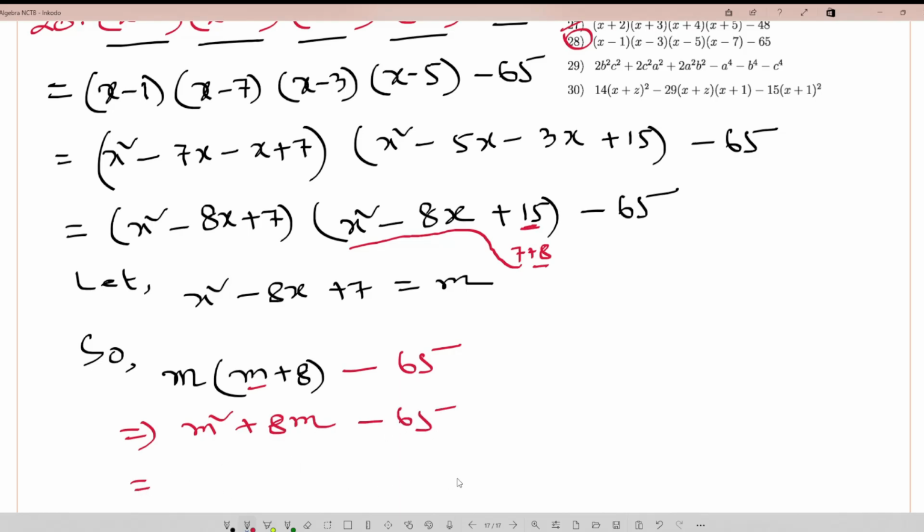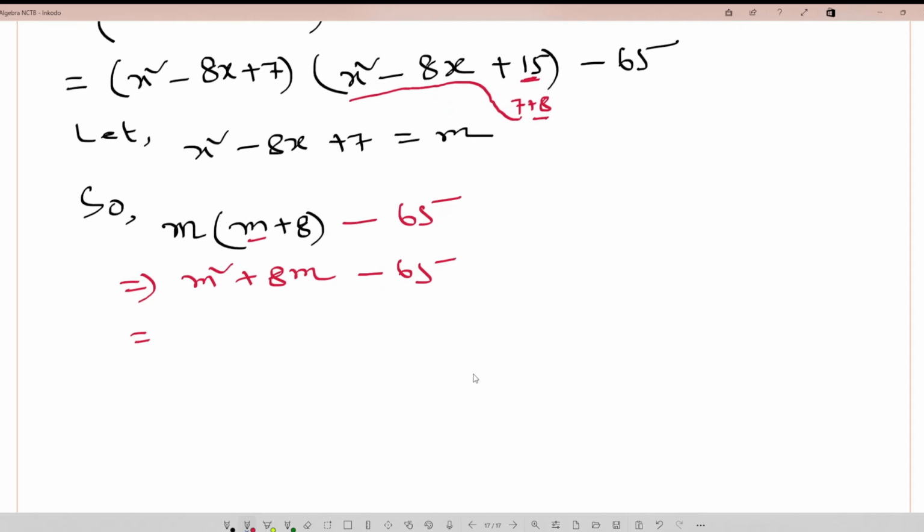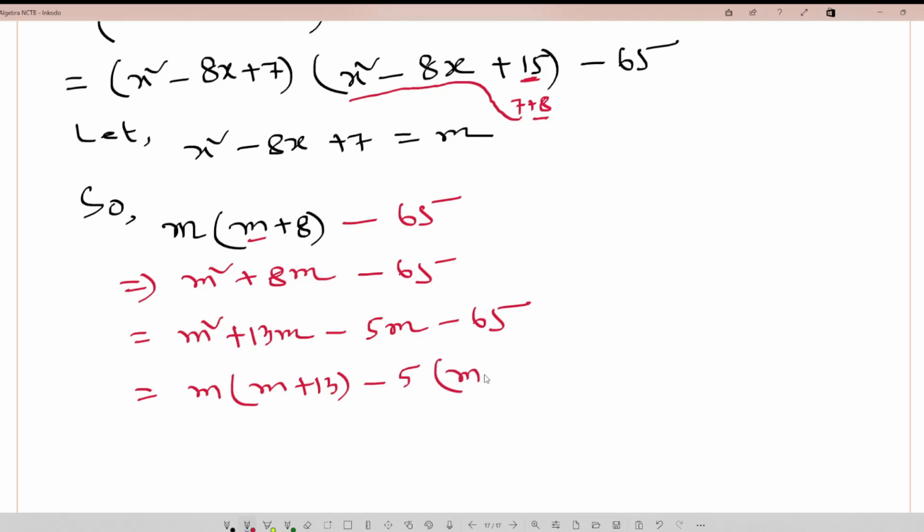So this 65, how can we adjust? We know 13 times 5 is 65. So we can write m square plus 13m minus 5m minus 65, right? So we can take common m. So here is m plus 13, and we can take common minus 5. So here is also m plus 13. Therefore m plus 13, and here is m minus 5.